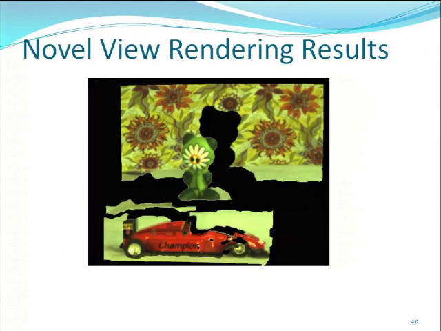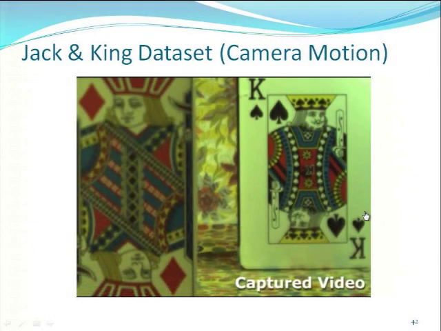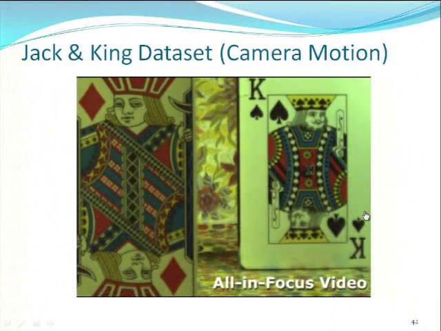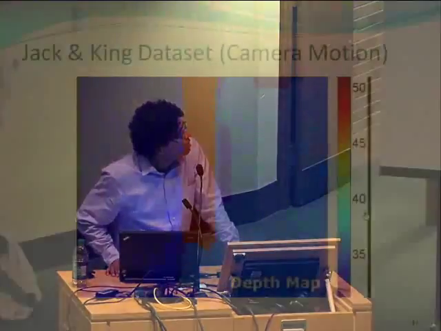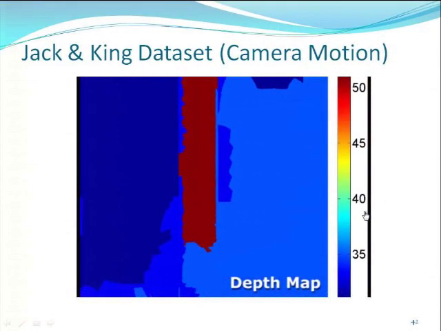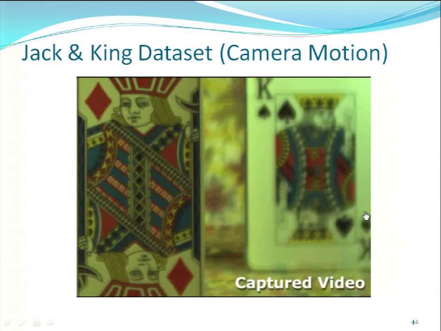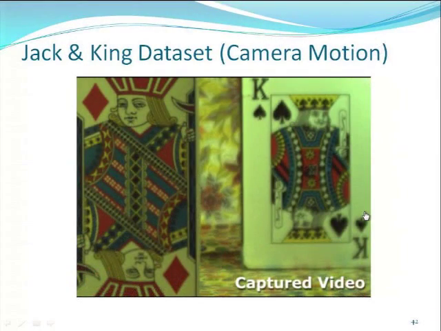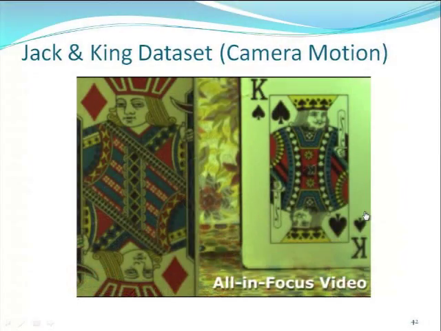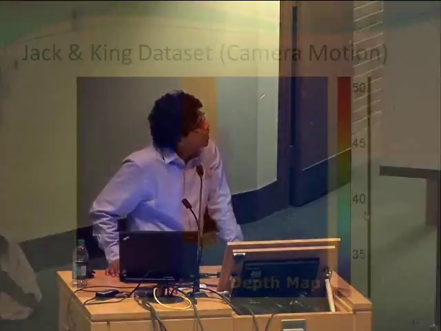Here's the result on another scene data set. And here is the scene with camera motion. You can see the camera is moving here, and this is the all-focus video created by this. And here is the depth map. You can see there are still artifacts on the boundaries, and the captured video again. And the depth map here.